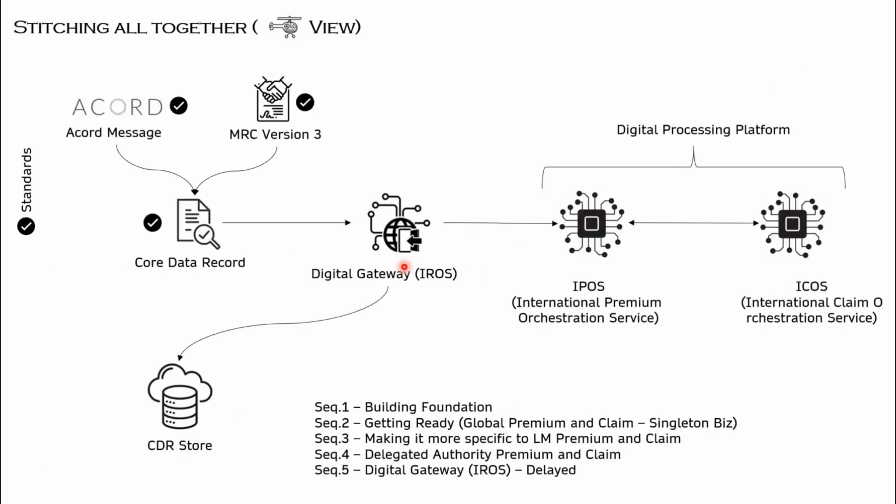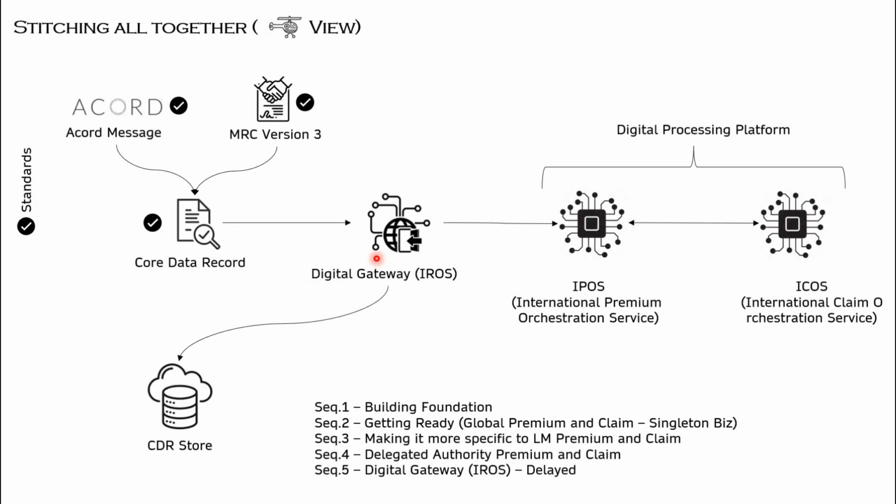Now we have a CDR which is based on the ACORD standard. We have the digital gateway, IROS, ensuring the quality of the CDR, and then we have IPOS services which will manage all the premium transactions automatically. Finally, we have just discussed ICOS, which will interact with IPOS and IROS to maximize the possibility of automation by avoiding manual work in the process.